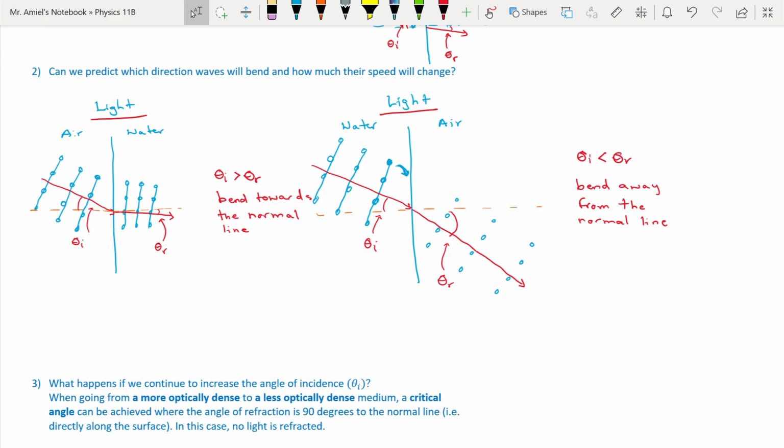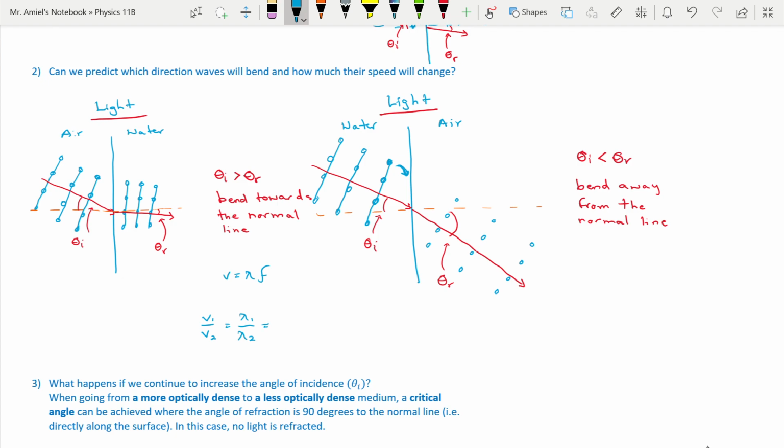So we can say that, going back to our wave equation, because our velocity is directly proportional to our wavelength and our frequency is going to stay the same, the fraction of our velocity has to be equal to the fraction of our wavelengths. They're directly proportional, so they have to change by the same value.